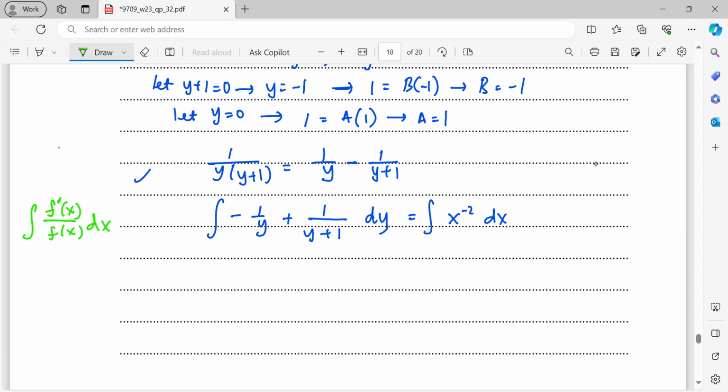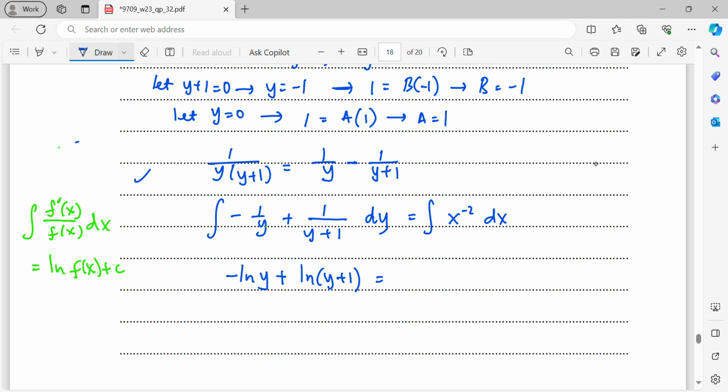Okay, so this is the formula. I use this because when I differentiate y, I get 1. Differentiate y plus 1 is also 1. Therefore, I will be getting negative ln y plus ln of y plus 1.